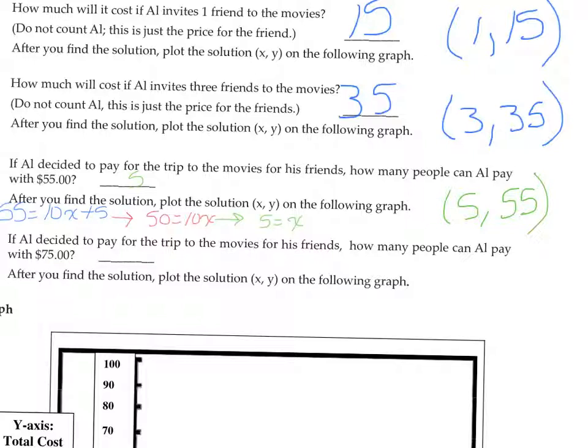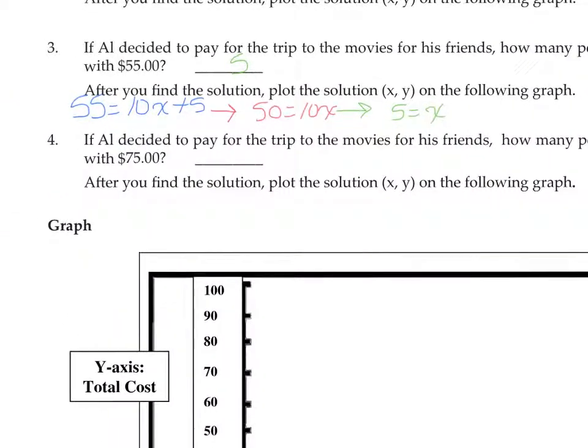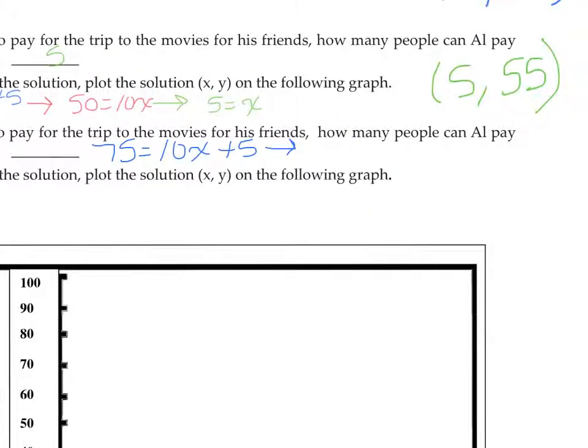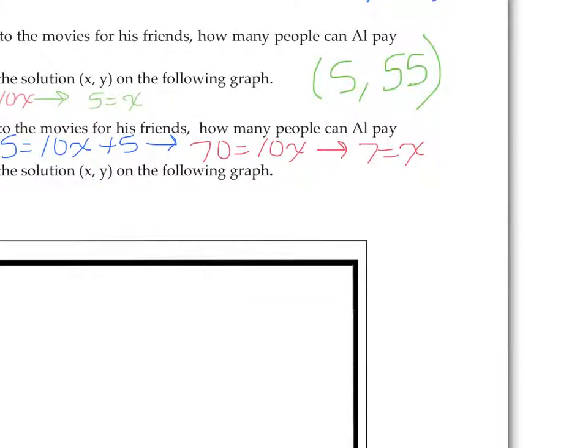All right, how many friends can Al bring if he's going to pay $75? So we'll do the same thing, but this time with the $75. 75 equals 10 times x plus 5. Subtract the 5 on both sides, and you get 70 equals 10 times x. And then you divide by 10, and you get 7 equals x. So Al can bring 7 friends for $75. And we'll make that into an ordered pair that we'll write over here.